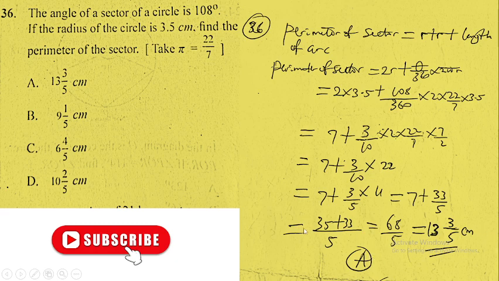So option A is the correct option as the perimeter of the sector in centimeter. So I think that's also simple for us to comprehend as well.